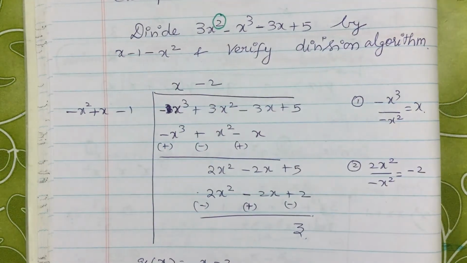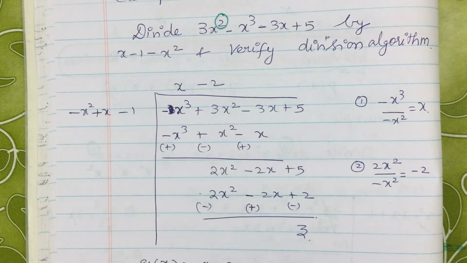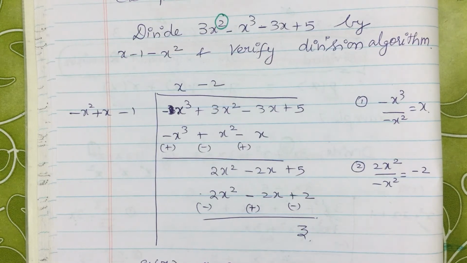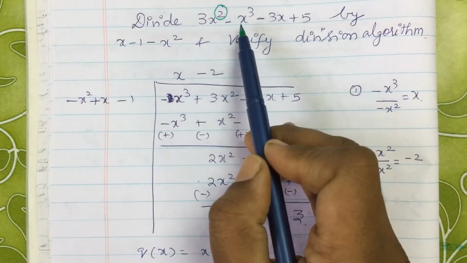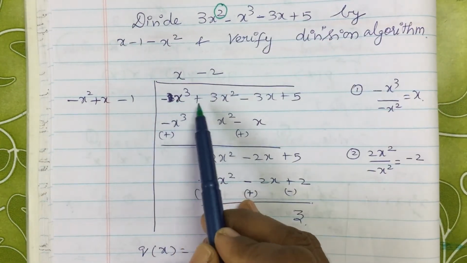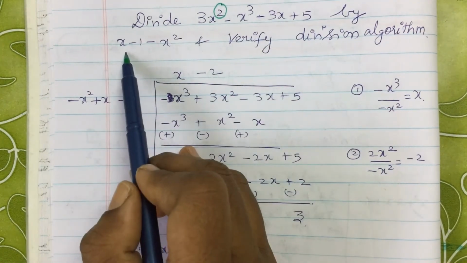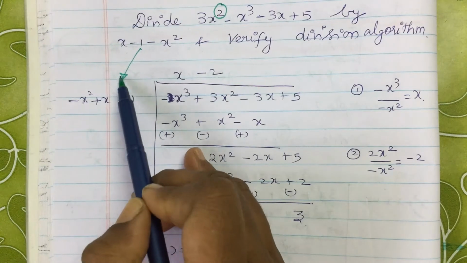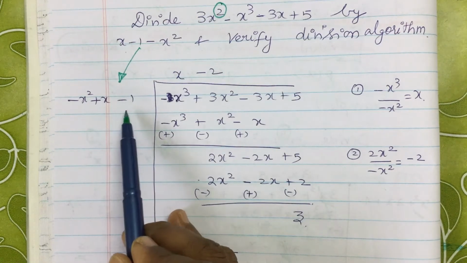So what I have to do? I have to rearrange the terms so that the power of x is in descending order, right? Descending means the bigger number should come first. So I have to write minus x cube first, then plus 3x square minus 3x plus 5. Similarly, I have to rearrange this divisor also. I have rearranged minus x square plus x minus 1.